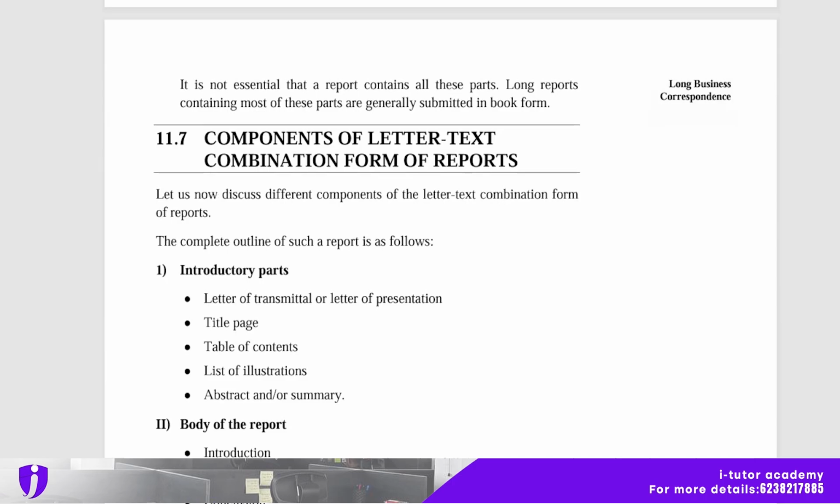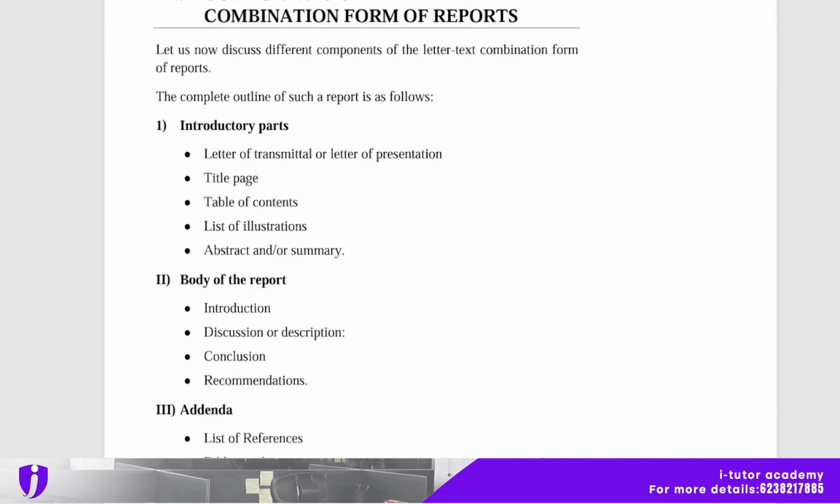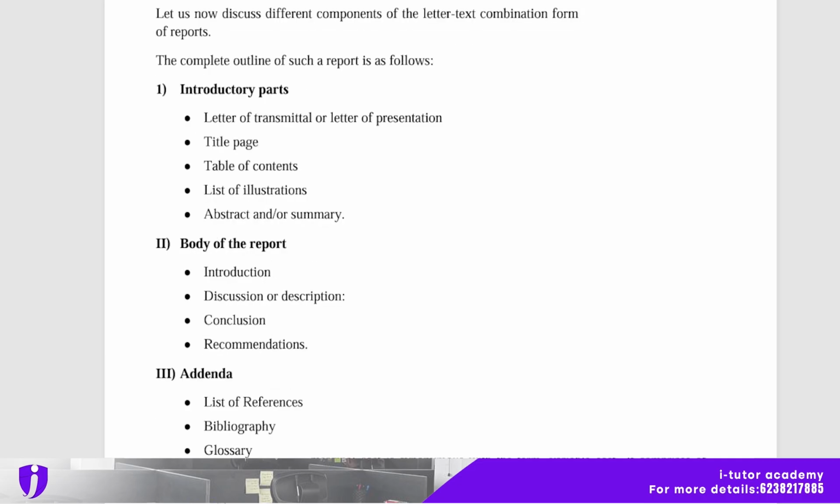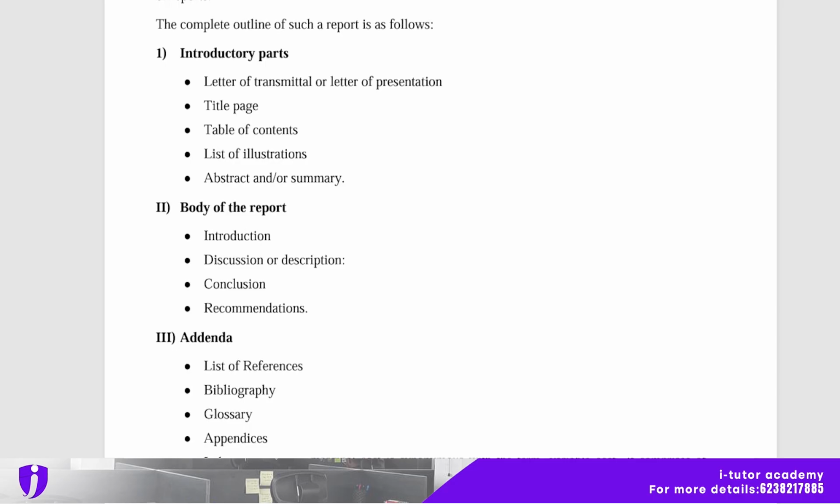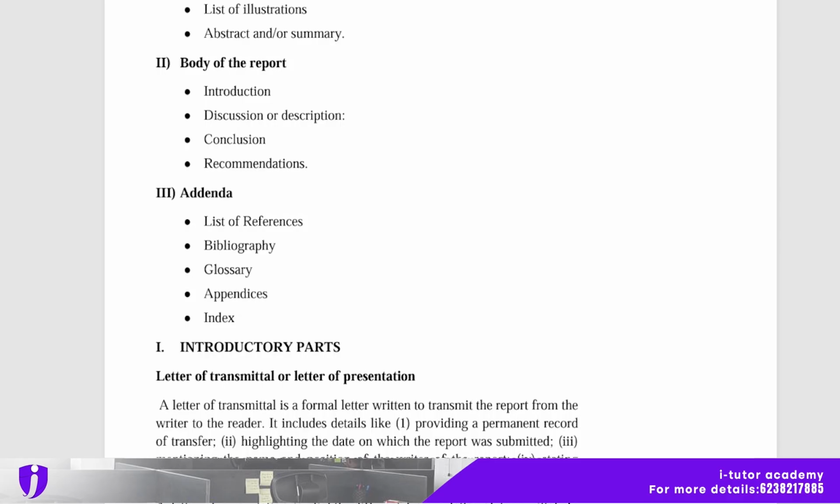Next are the components of letter text combination form of reports. Let us now discuss different components of letter text combination forms. The complete outline of such a report is as follows. There is an introductory part. In the introductory part, there is a letter of transmittal or letter of presentation, title page, table of contents, list of illustrations, and abstract or summary of the report content. The body of the report has the introduction, discussion or description, conclusion, and recommendations. The addenda are the list of references, bibliography, glossary, appendices, and index.